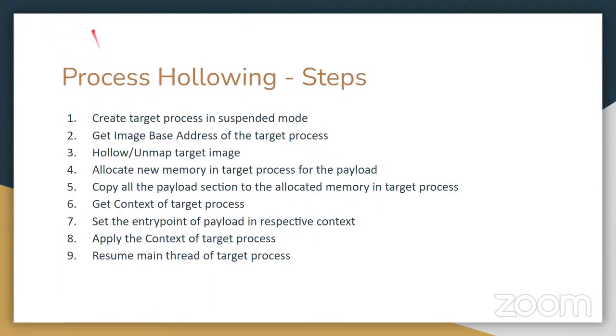So these are the steps for process hollowing. The important step is to create the process in suspended mode. After that, we need to find the image base address of the target process, because we have to hollow out that target image. After we hollow out that target image, we will allocate new memory at the same image base address for our payload. After that, we will copy all the payload sections and headers to the newly allocated memory in the target process. Then we will change the context of the target process. After that, we will resume the main thread of the target process.